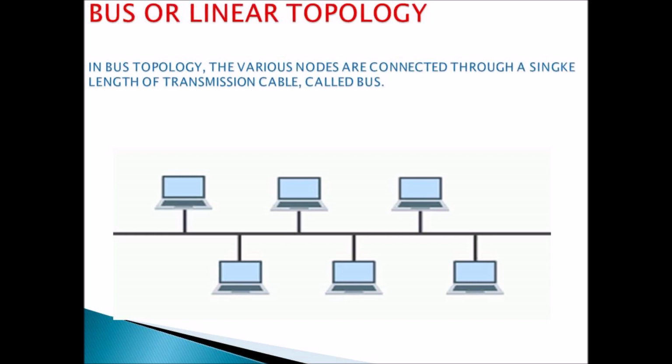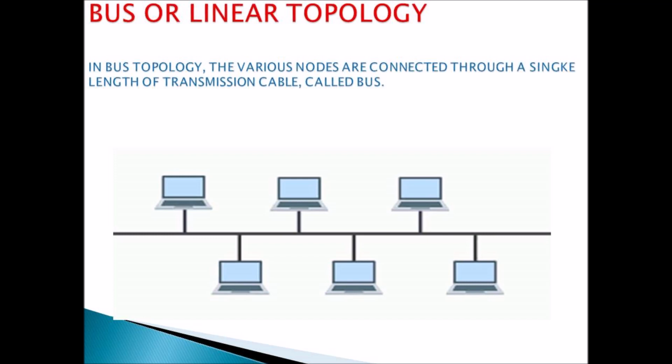And next one is the bus or linear topology. Linear means it is connected in a single line. So in bus topology, the various nodes, the various computers and devices, are connected through a single length of transmission cable, transmission wire, that we call a bus. In this type of topology, the server, the common computer where it has all the data and software, is connected at one end, and it communicates with the several nodes attached along the bus. So the server will be at one end.